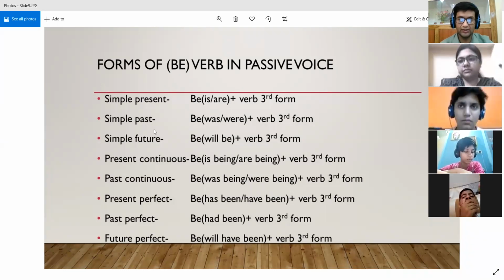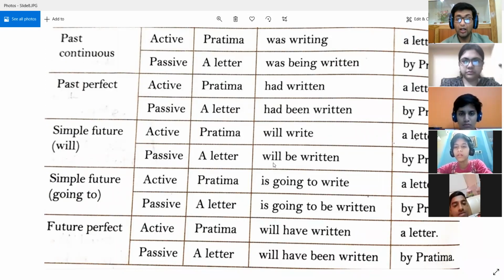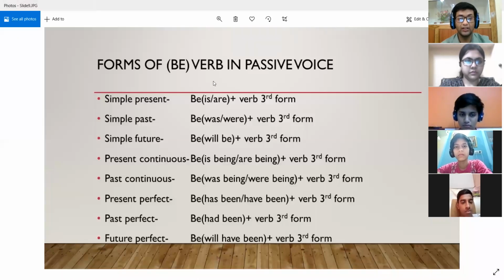If you go back, you will see also that in simple future, what is written? Pratima will write a letter. So a letter will be written. So will be has been added over here, right? Can you see it? Will be has been added. And for write, the third form of the verb is written. So written has been placed. So in cases of simple future, will be is added. All right. So now you can understand the correct form of the be verbs present in all these cases.